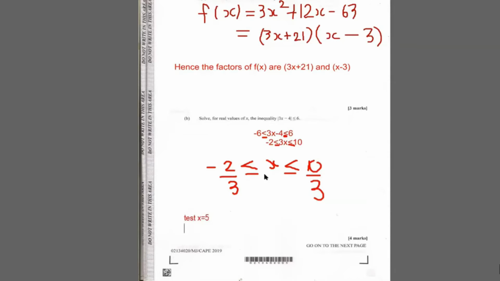If x is equal to 5, you get 3 times 5 is 15. Wait, 5 is not between this. 10 over 3 is what? That's 3 and 1 over 3. So we have to try a number like 3. So let's fix that. I don't know why I had 10 over 3 is 10. Test with x being equal to 3.